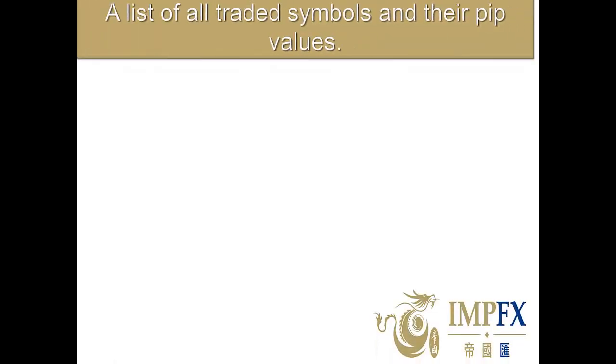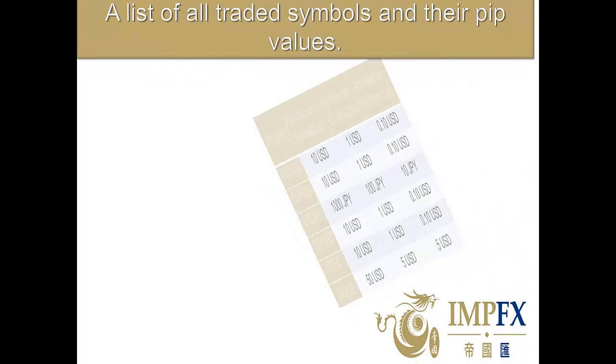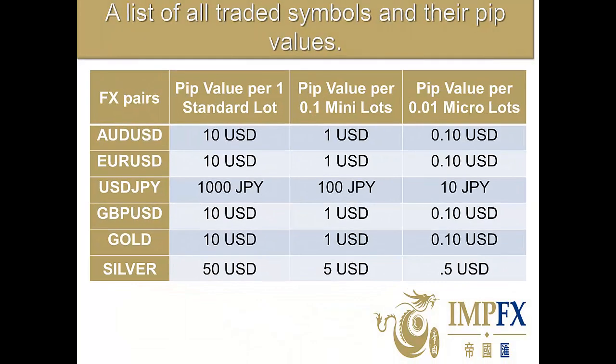Here is a short list of traded symbols and their pip values. On the left, FX pairs, you can see that for the Australian dollar against the US, one standard lot is $10 US per pip. And as I mentioned before, a mini lot is $1 US and a micro lot is 10 cents. This goes for euro, sterling, gold. However, for the US dollar against the Japanese yen, one standard lot is 1,000 yen. A mini lot is 100 yen and a micro lot is 10 yen.